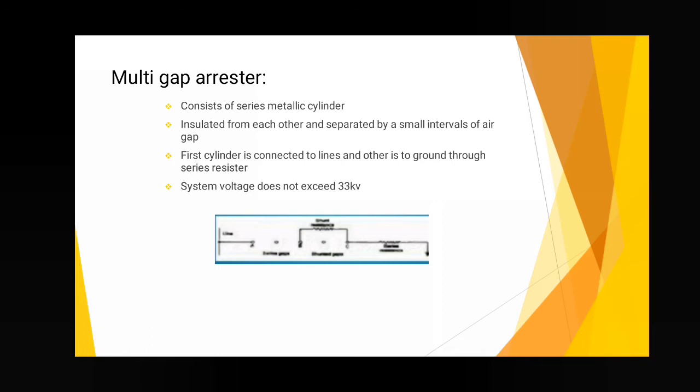Multi-gap arrestor. The multi-gap arrestor consists of a series of metallic cylinders, insulated from each other and separated by small intervals of air gaps. The first cylinder is connected to the line and the other one is connected to ground through a series resistor. When the multi-gap arrestor is connected, it does not exceed a voltage of about 33 kilovolt. The below diagram is multi-gap arrestor.